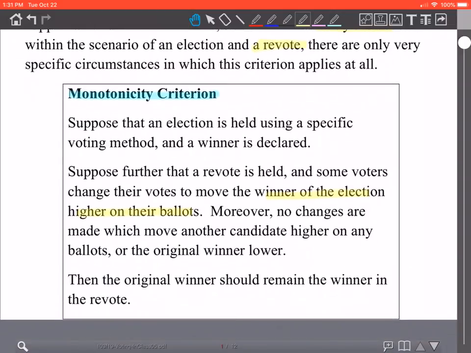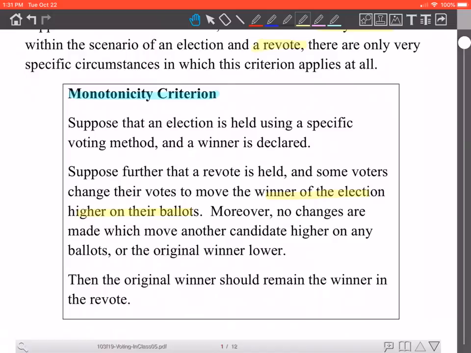So when you're checking to see for fairness with this criterion, you need to redo the voting method after the voters change their ballots, because you want to double check, does the same person win again? And if they do, everything's great. But if somebody else ends up winning the election, even with the voters changing their ballots to favor just the original winner, that's a violation of the monotonicity criterion.